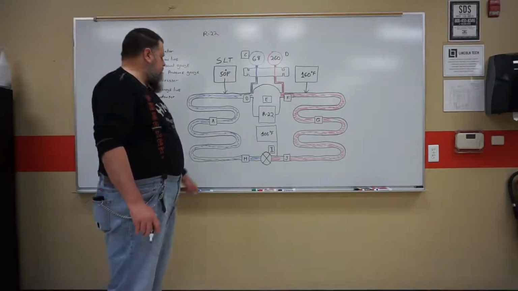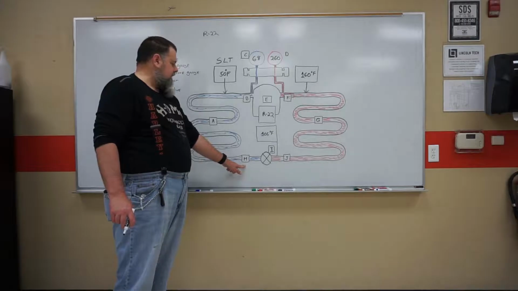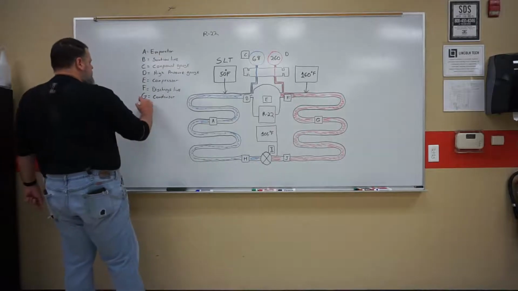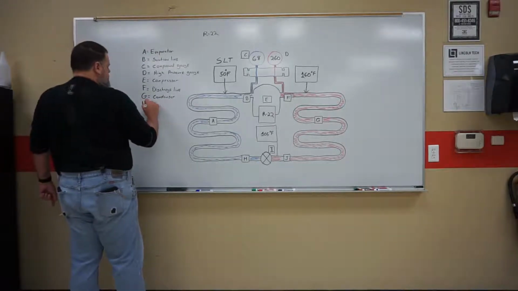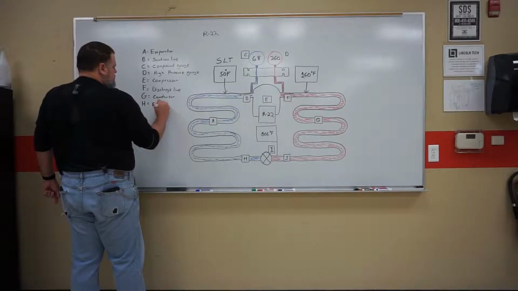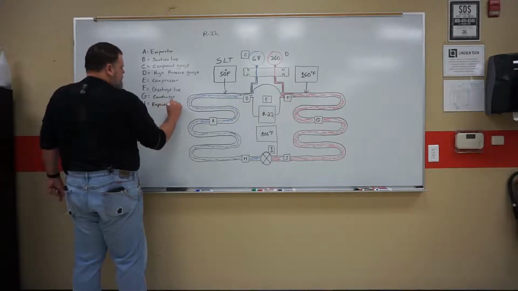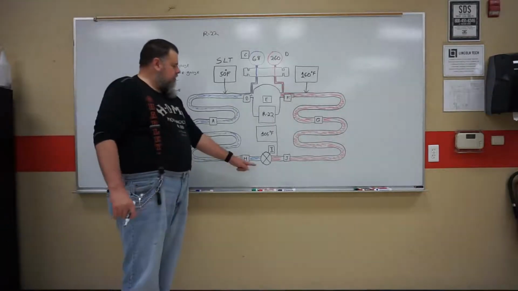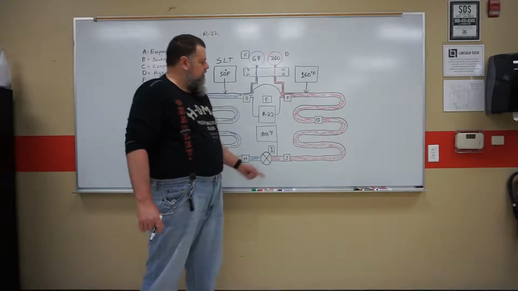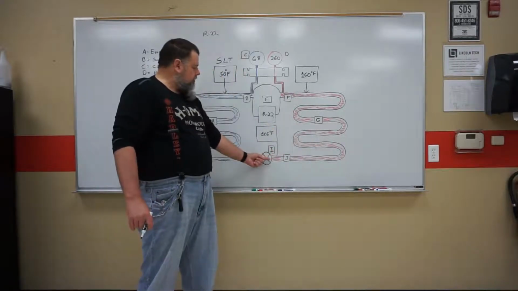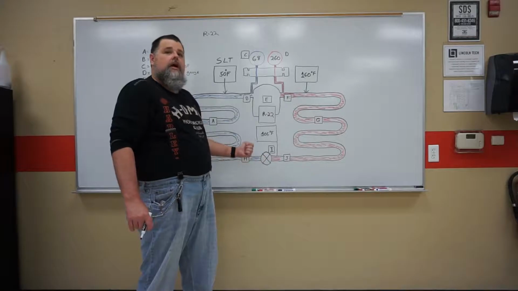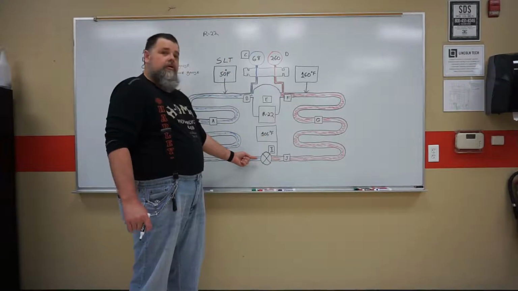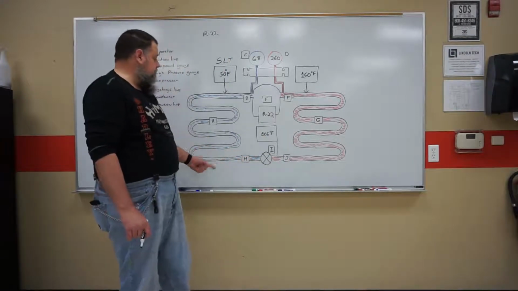H right here is going to be an expansion line. Expansion line comes out of the metering device. Let's go ahead and put that there, expansion line. I is going to be our metering device itself. The high pressure liquid comes here, goes through this metering device, and it changes it to a low pressure liquid. So we've got high temperature, high pressure liquid, and low pressure, low temperature liquid on this side of the system.